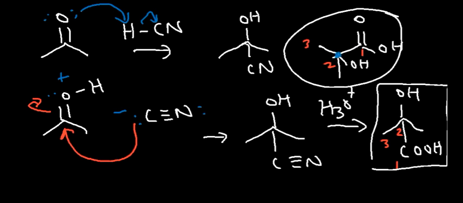One carbon away from the carboxylic acid is known as the alpha carbon. This is the beta carbon. So as we can see, we have a hydroxyl group on the alpha carbon, so it's called an alpha hydroxy acid or carboxylic acid.